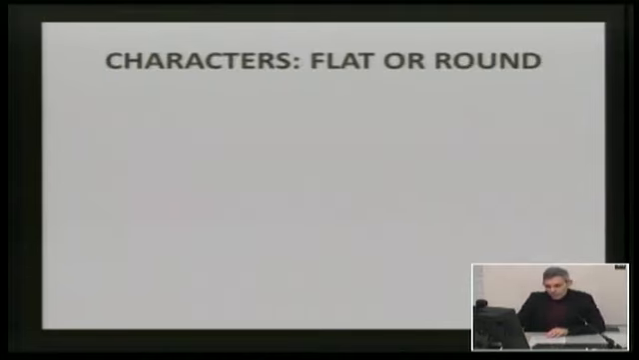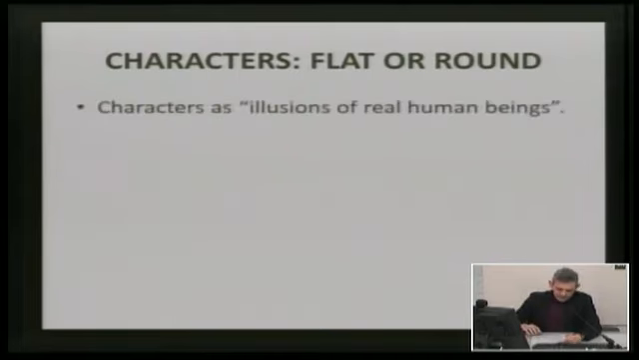Okay, I will now move on to another important element of fiction, and that is the presentation of characters, characterization. So, literary characters may be defined as illusions of real human beings. And I would like to begin with E.M. Forster's basic distinction between round and flat characters. This is a very simple distinction, but useful.